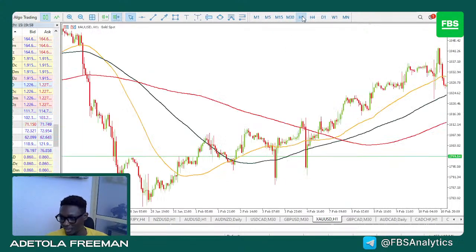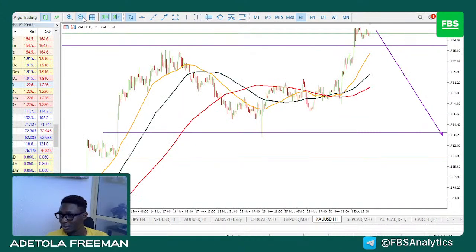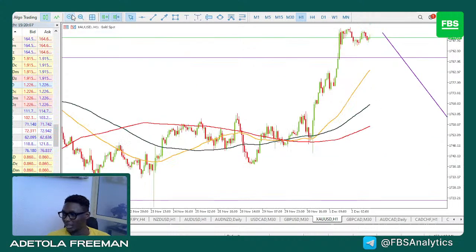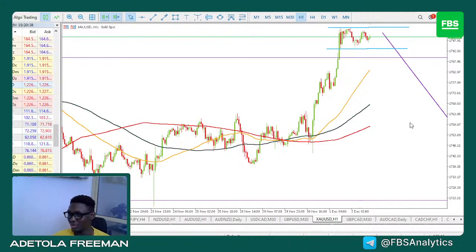What do we do next? We come to the 1 hour time frame, and what we're looking for on the 1 hour time frame is a break of structure. You can see that currently gold is consolidating. It's consolidating between this level and this level. So what you're basically waiting for is a breakout of this consolidation area, which would give you that confirmation for a possible entry.